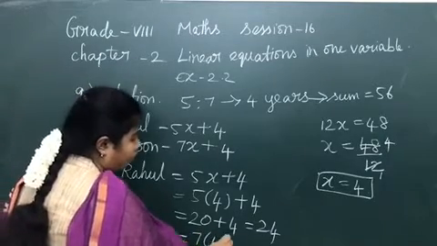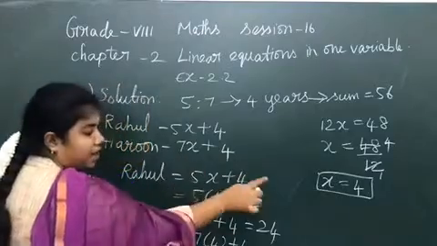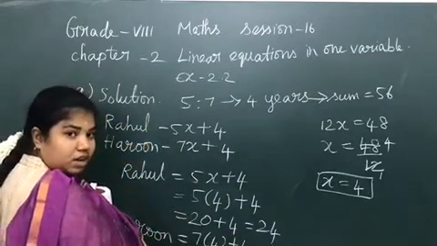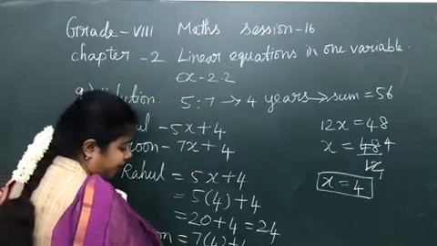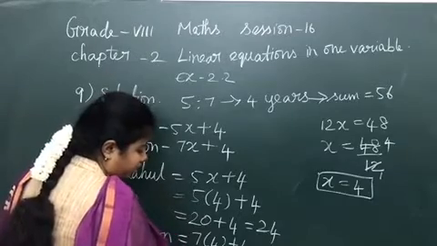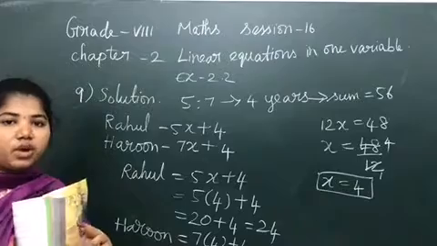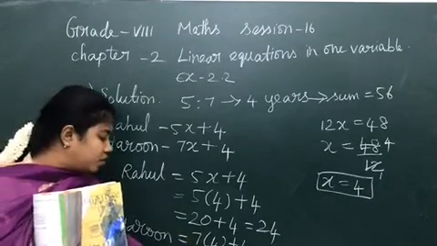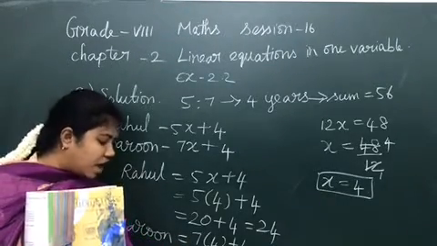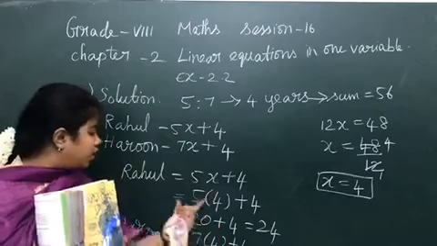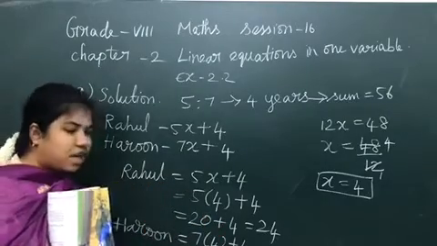7 into 4 plus 4, because the x value is 4. So 7 4s are 28, plus 4 which is equal to 32. Can you understand how it is? So 7 4s are 28, plus 4 is given, so I have written 32. So 24 is the age of Rahul and 32 is the age of Harun.